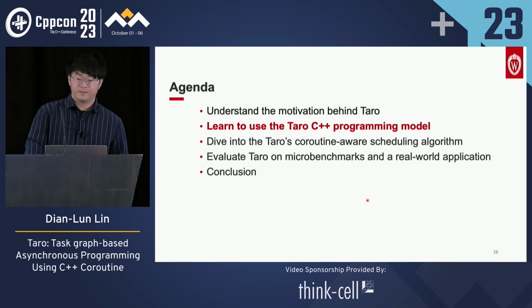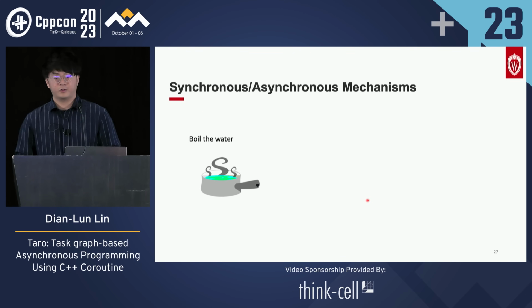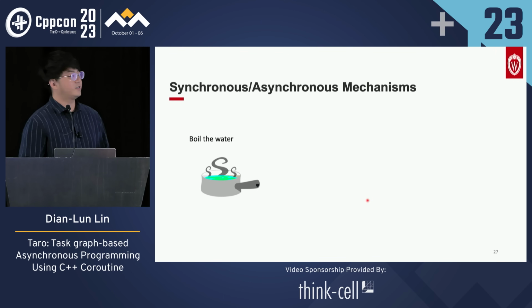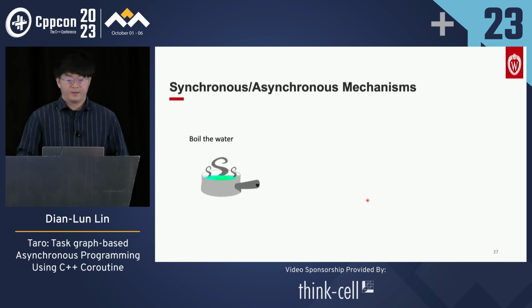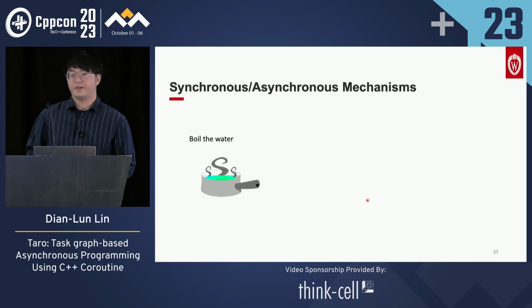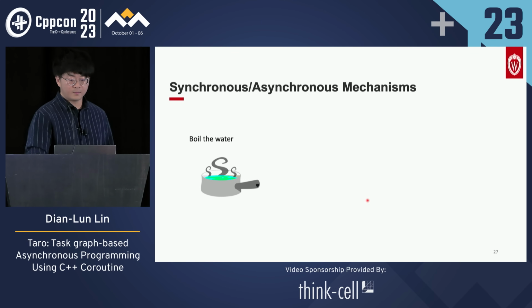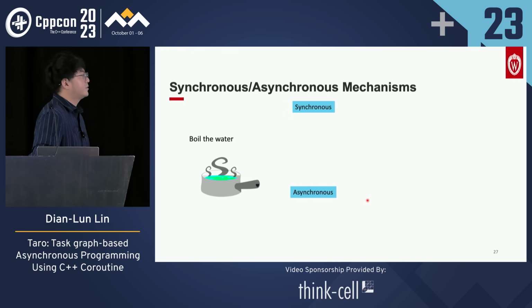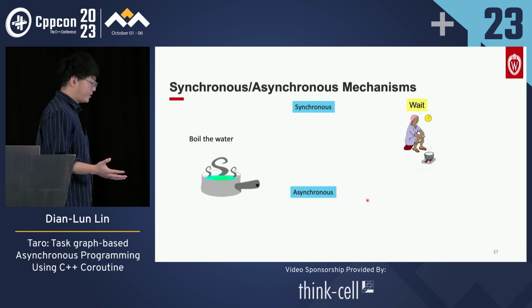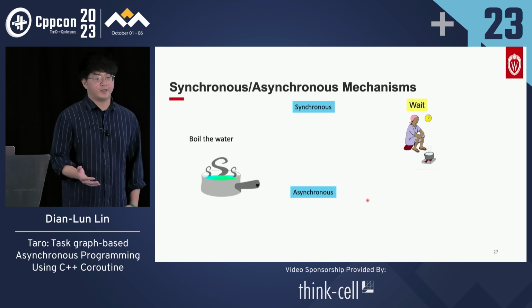Programming model. Before we dive into a programming model, we need to understand synchronous and asynchronous mechanisms. It's like when you are heating the water, how do you know whether the water is boiling? There are two mechanisms. The first one is synchronous, which is just wait, just stay in the kitchen and wait until the water is boiling.